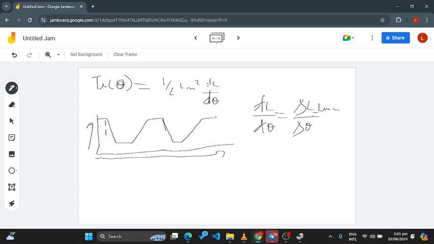Let's call this theta 2, and this theta 1. So dL d theta is equal to L maximum minus L minimum, all divided by theta 2 minus theta 1. Then when are we going to have the peak torque? From this graph I drew here.